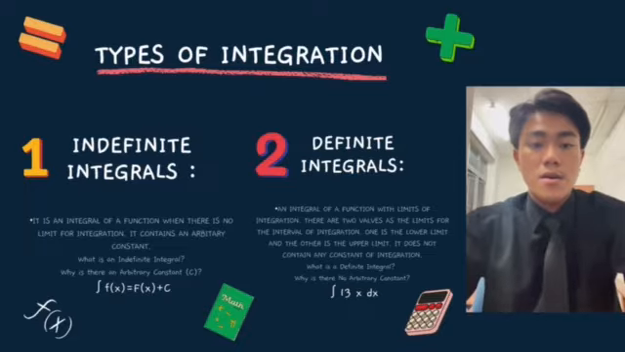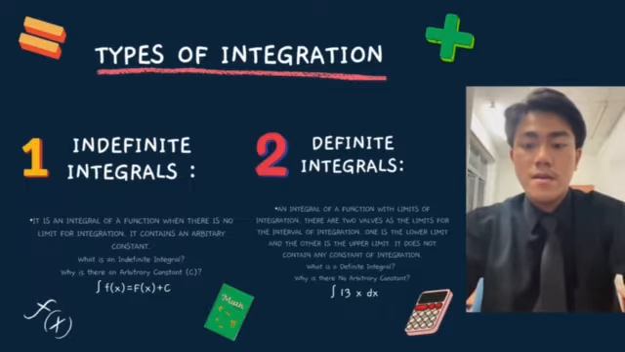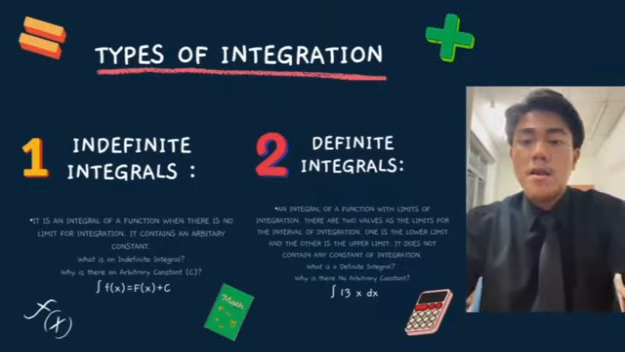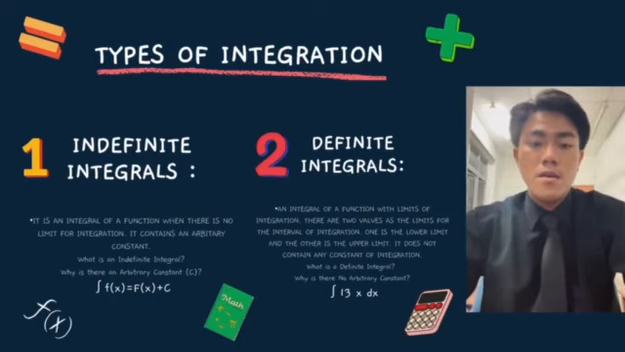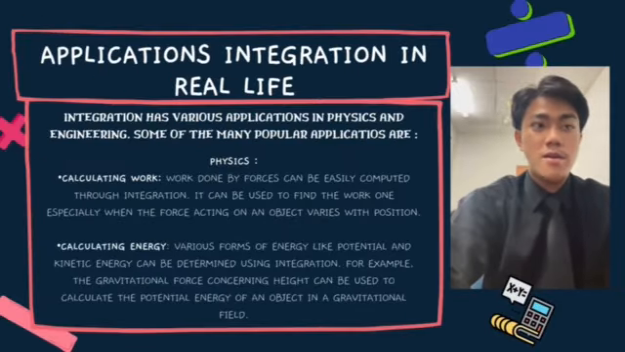Simple example: suppose we want to find the area under the graph of the simple function f(x) equals x between x equals 1 and x equals 3. The definite integral of the function is the integral from 1 to 3 of x dx. Okay, and now I will explain about application of integration in real life.